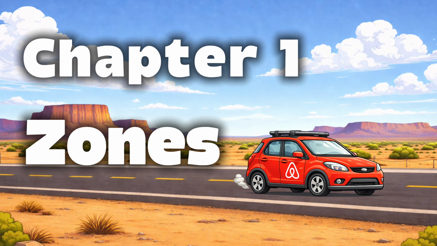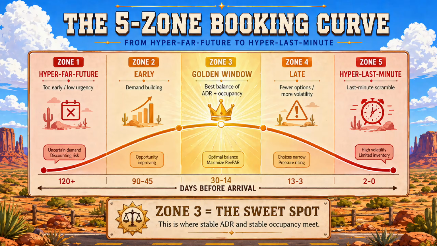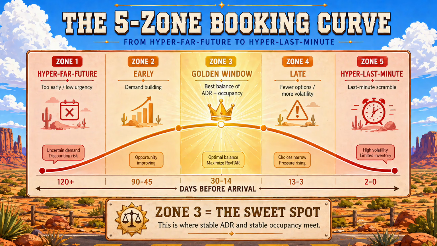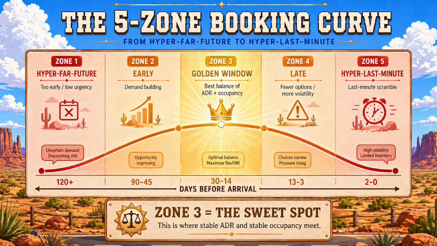First, you will need to understand something that I call zones. If you're new here, let me explain. We use 5 zones in a distribution curve style map in Cracking Soup Roast. It's my coaching program. And we have this belief that most of your bookings should come in what we call a golden window, which is the prime time to get booked. We have hyper far future, which is zone 1, hyper last minute, which is zone 5.